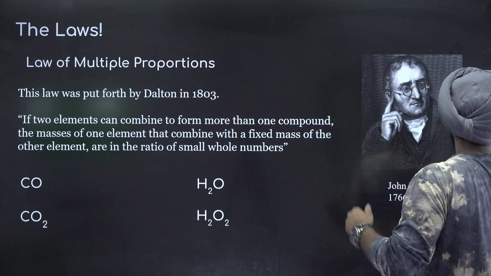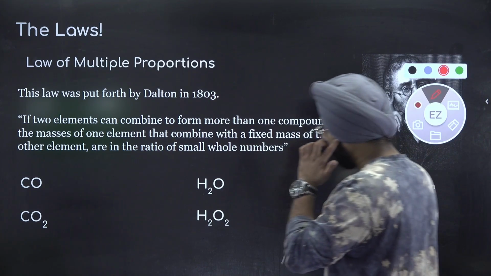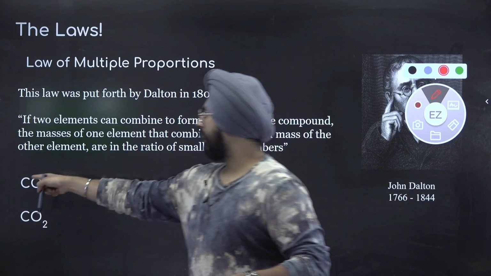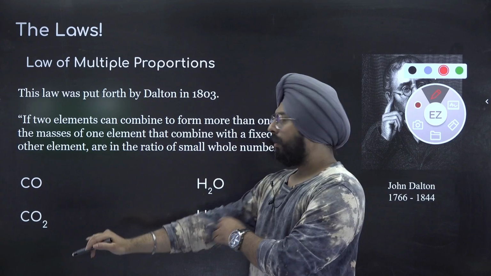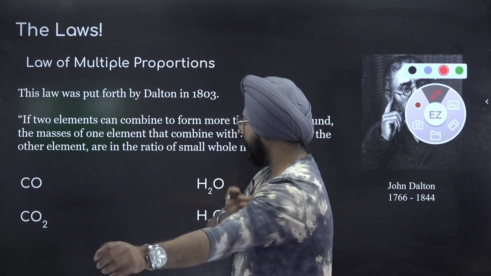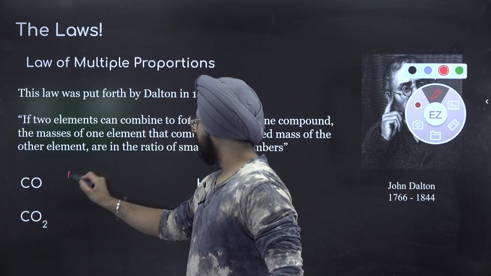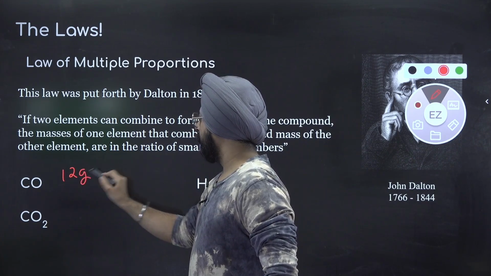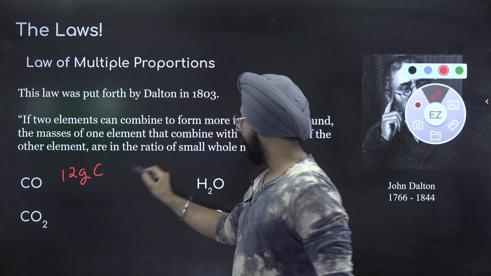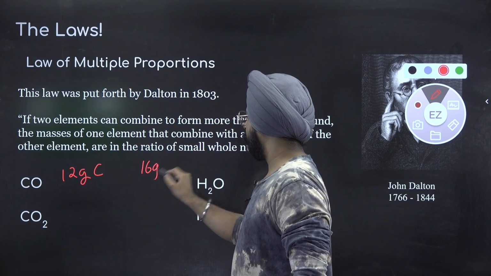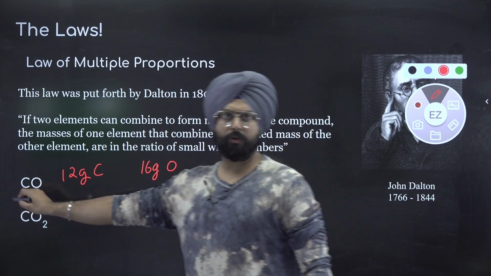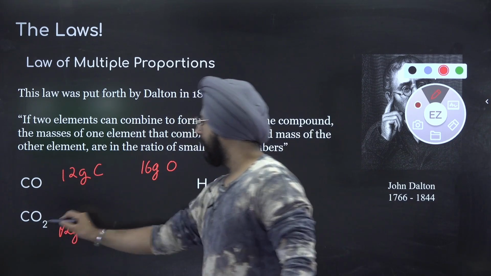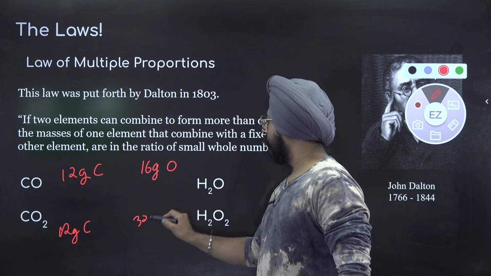Anyway, so let's take the examples over here to clarify the statements a little better. So CO. Over here, if I take just their molecular weights, I can say that 12 grams of carbon is combining with 16 grams of oxygen to give you CO. Over here, I can say that 12 grams of carbon is combining with 32 grams of oxygen.